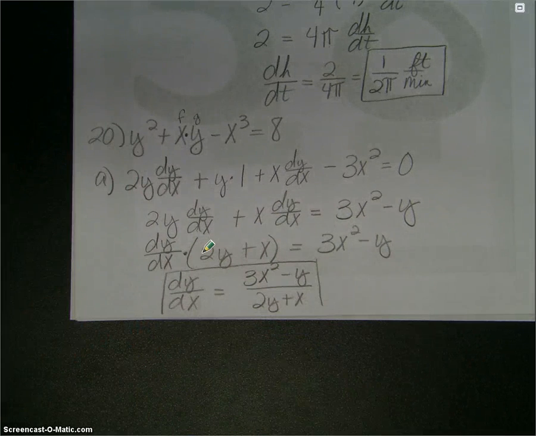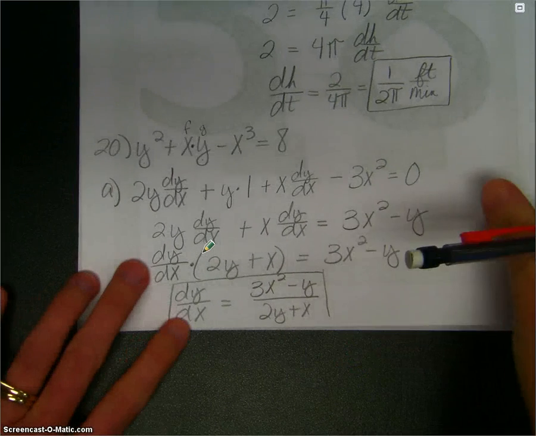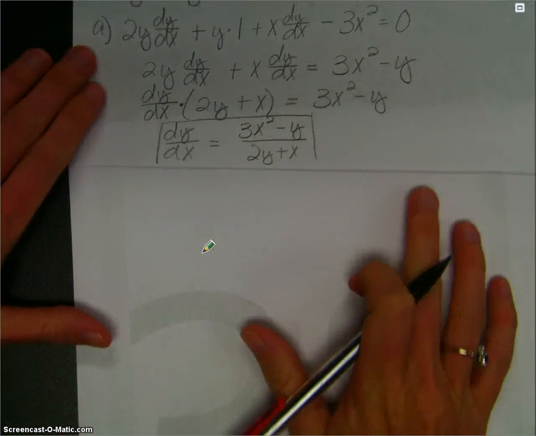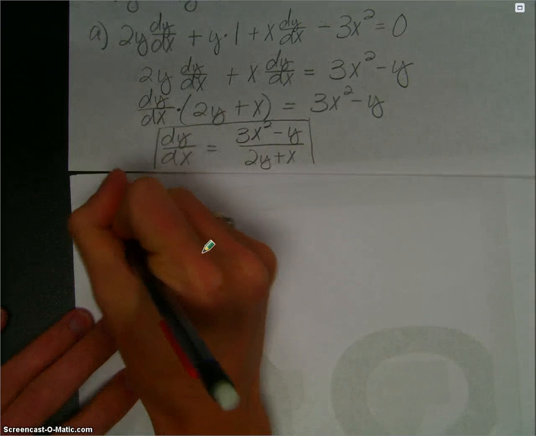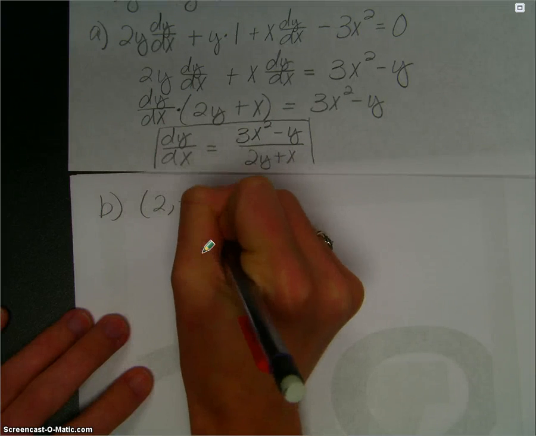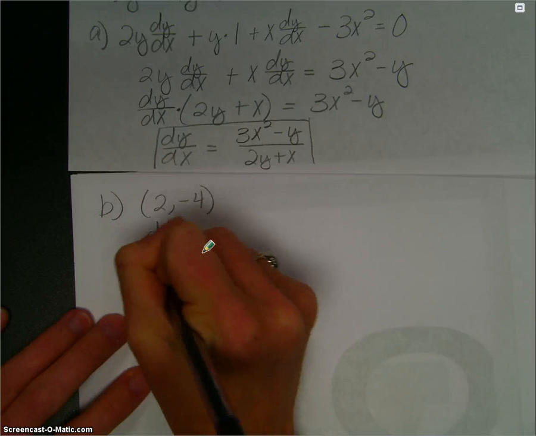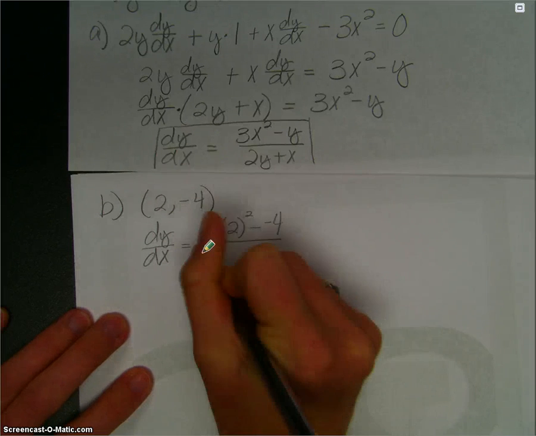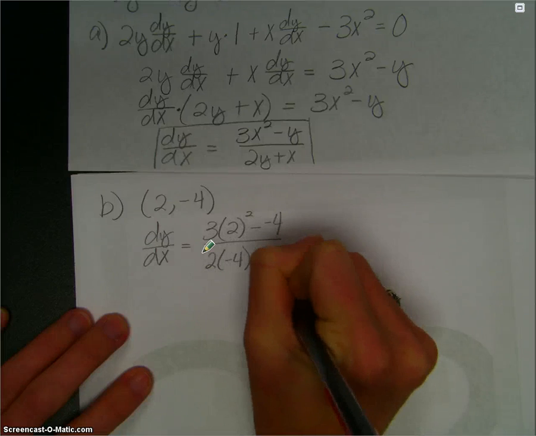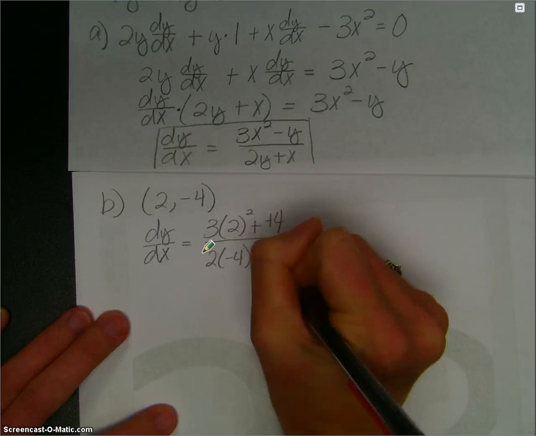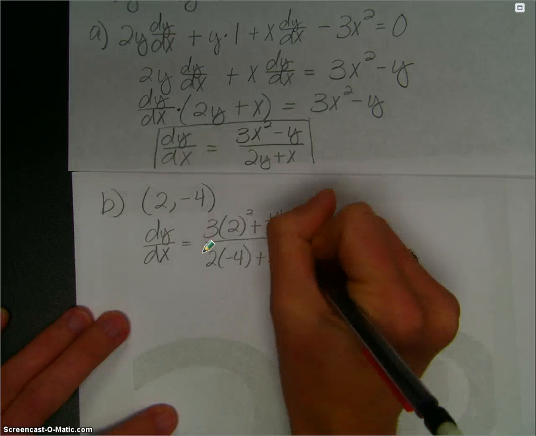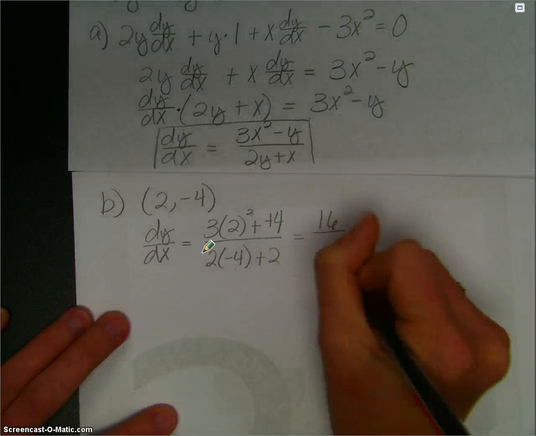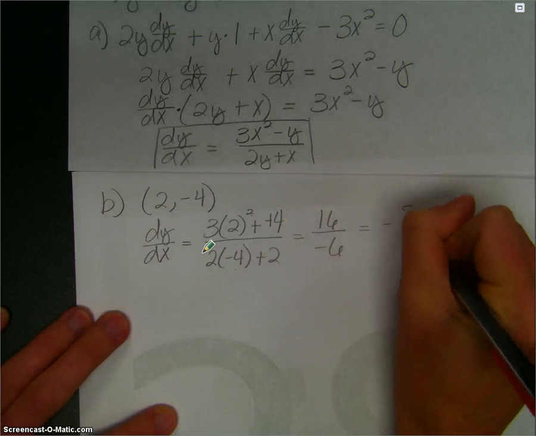Okay, so that's what it asked me for on part A, is to find what dy/dx is equal to, or find the derivative. Okay, on part B, it wants me to evaluate that at the point (2, -4). So there's my dy/dx. Plugging in, dy/dx is going to be equal to 3 times 2 squared minus negative 4 over 2 times negative 4 plus 2. Let's make that a plus right there. So 2 squared gives me 4, times 3 gives me 12, plus 4 gives me 16. And on the bottom, I'll have negative 8 plus 2 gives me negative 6, and so that will reduce down to negative 8/3.